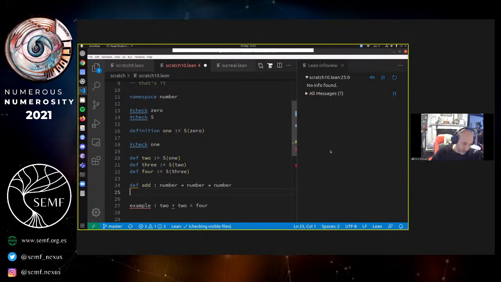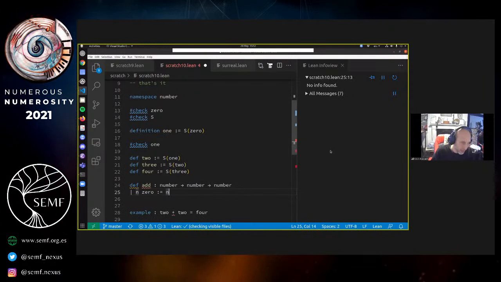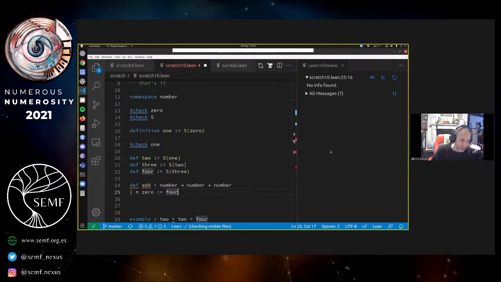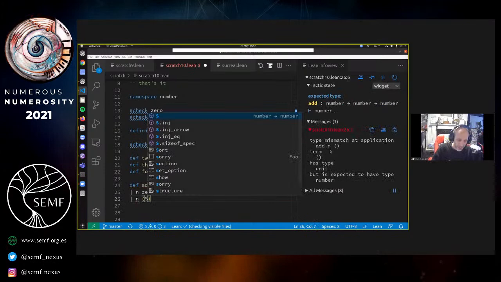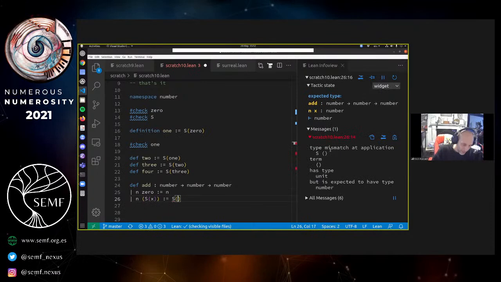I did it with 2. Let's do it with n. Let's define n add zero to be n. At this point we could define n add zero to be 37, and Lean doesn't care. We could define n add zero to be 4, but let's not do that. Let's define n add zero to be n. And let's define n add the number after x to be the number after what we get when we add n to x.